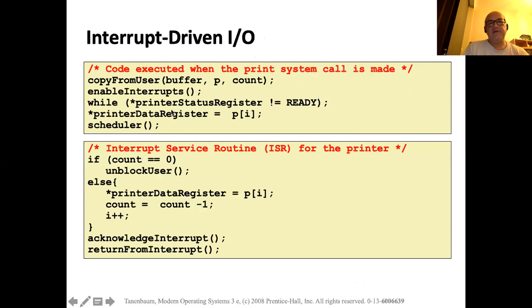So in interrupt-based I/O, our scenario turns into this. We take the user data, we enable interrupts, we wait until the printer is ready, send the bytes, and instead of waiting for the next cycle in some busy wait, we call the scheduler. That means I want to do something useful. I'm not going to wait for that. And when the ISR is available, it is going to wake up and start the next cycle and go. So in this way, our I/O can be activated.